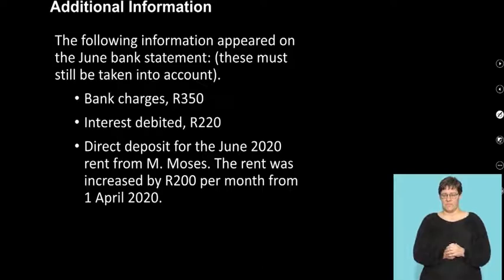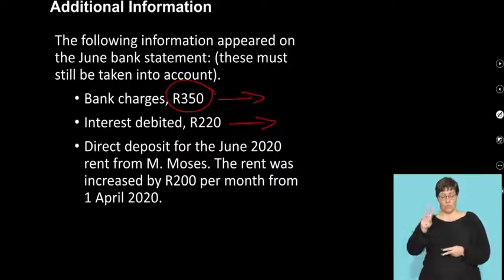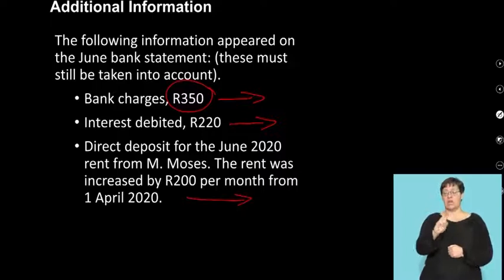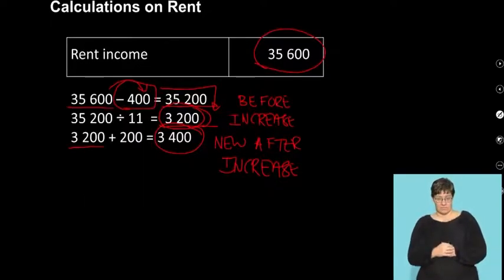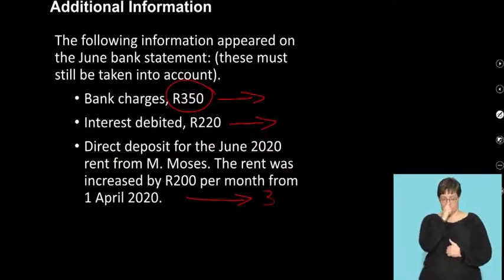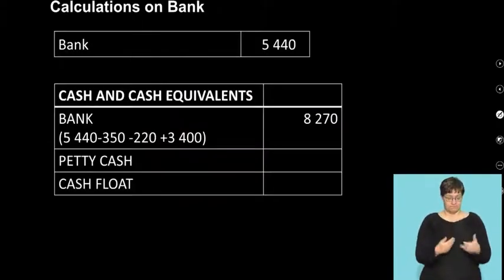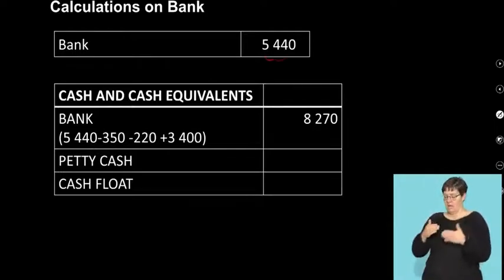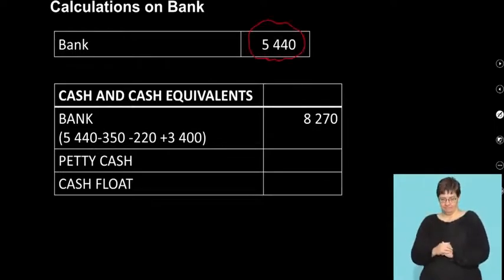Okay, we've got bank charges of 350. We've got the interest of 220, and we've worked out our direct deposit to be 3,400. So there's my 3,400 was the direct deposit. Here we go. Your bank figure, obviously you started off with the 5,440, which was my given figure.